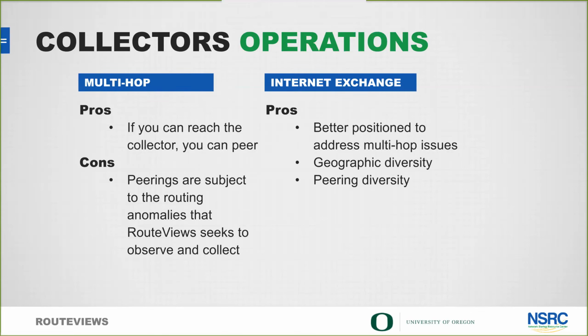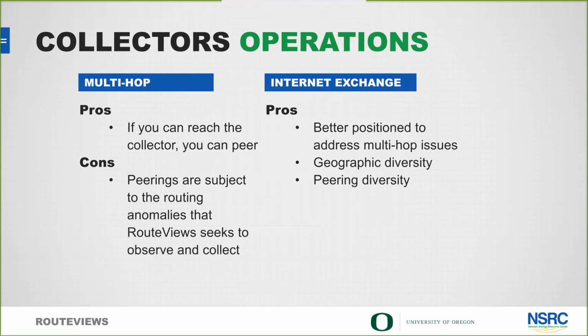There's essentially 2 ways that we operate our collectors. There's the multi-hop model, where essentially it's BGP multi-hop. If you can reach the collector, you can peer with us. And then we also have the internet exchange model where we actually have a VM or a server connected on an exchange fabric, and we peer directly with the other peers there.